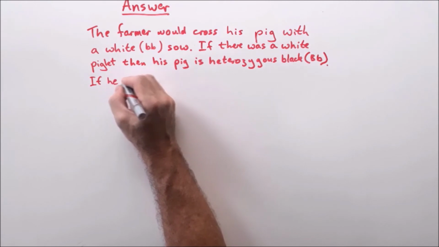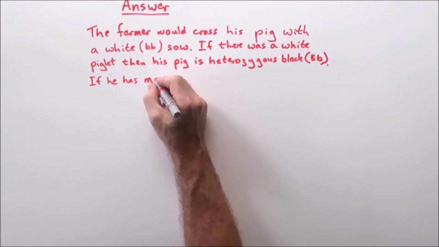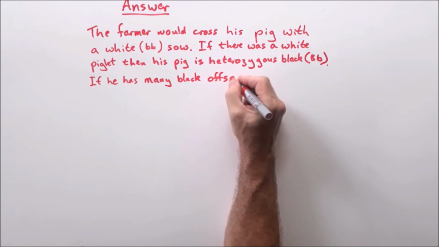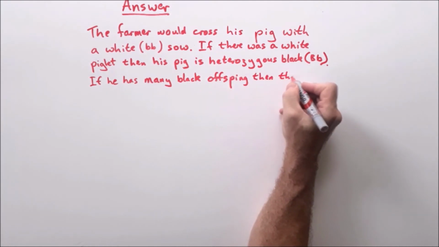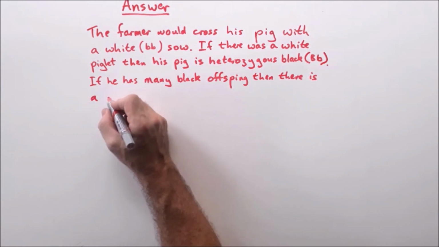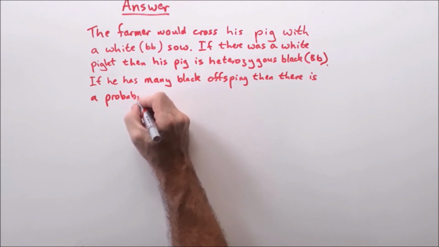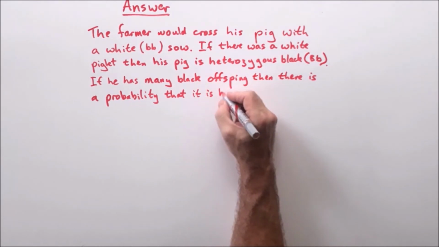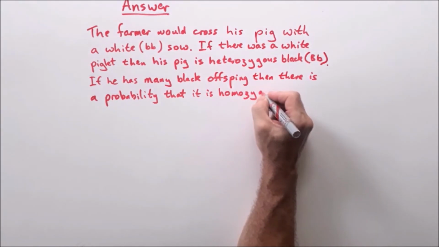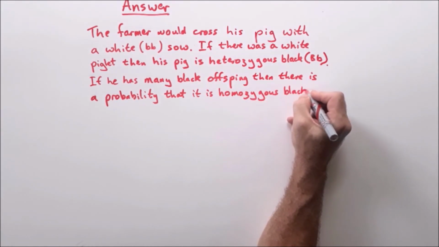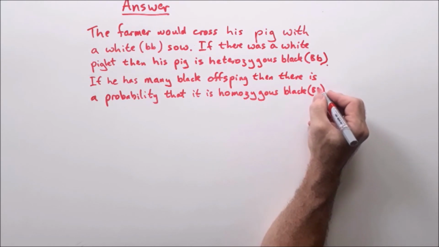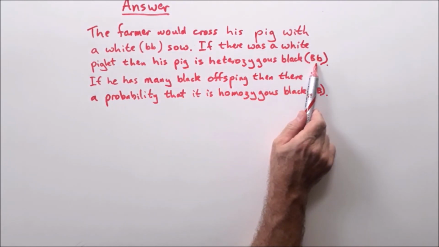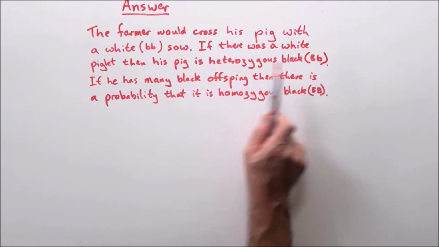If he has many black offspring, then there is a high probability that it is homozygous black, big B, big B. Now that sort of covers yourself, because even if he was heterozygous black, he could still have a black piglet. But you've covered yourself.